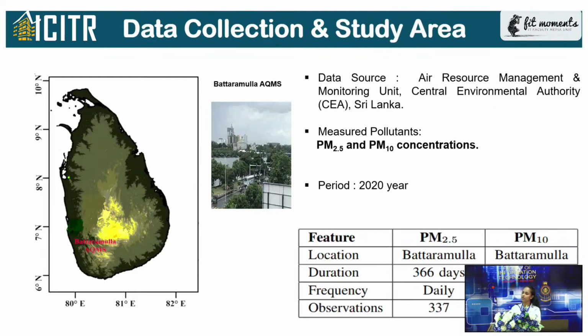Now here is a summary of the data collection and the study area for my research. I mainly focused on the Battaramulla area. The data was collected from the Air Resource Management and Monitoring Unit of the Central Environmental Authority in Sri Lanka, and I mainly focused on two pollutants, PM2.5 and PM10 concentration, in the period of 2020. You can see in the table the summary of the data collection and study area of my research. Here I collected the daily concentration data for both PM2.5 and PM10.